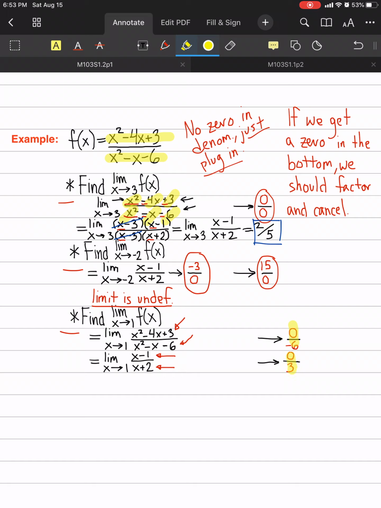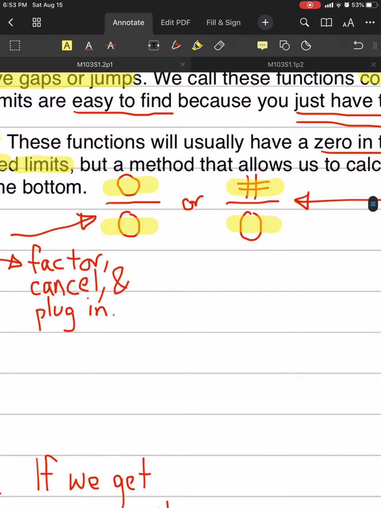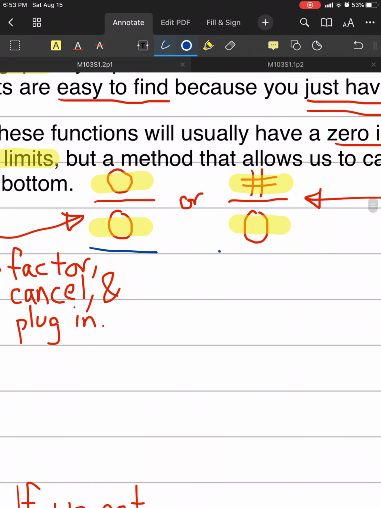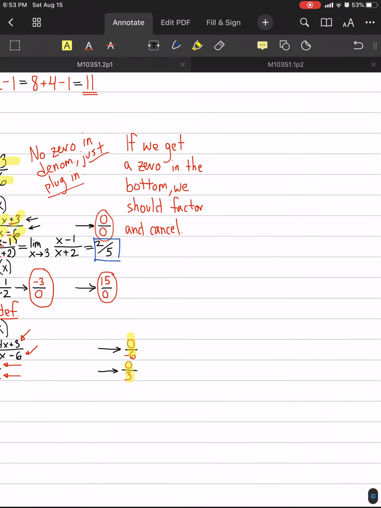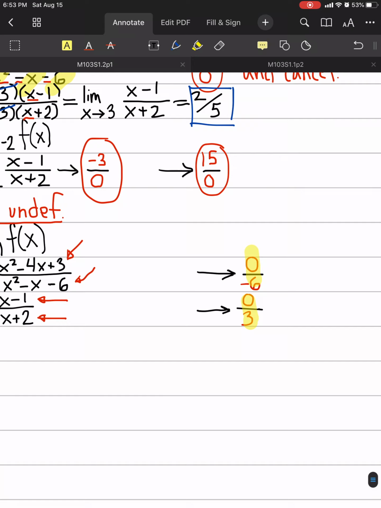But if we look back up here, we were told, or I guess I told you, if you have 0 over 0, you can factor and cancel and maybe get a limit. If you have a number over 0, the value is undefined. If you'll notice here, we don't have either of those situations here. We have 0 over a number. So we have to be careful and think about, what does that mean?